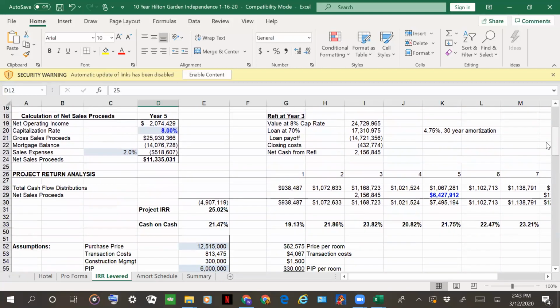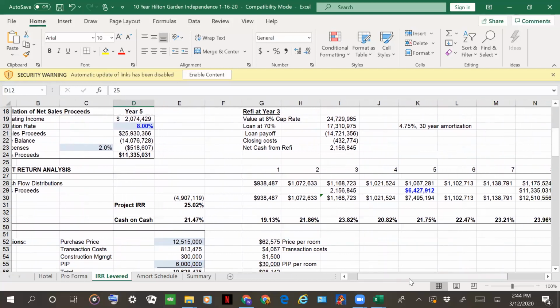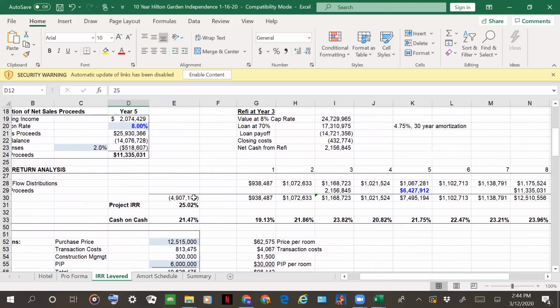Okay, so here's the total project deal. I'll scoot it over a little bit. All right, so the initial investment is 4.9. The cash on cash for the average deal is 21.47. You know, first year 19, 21. I mean, that's crazy. Killer deal.